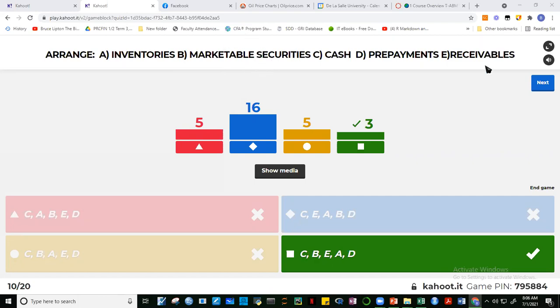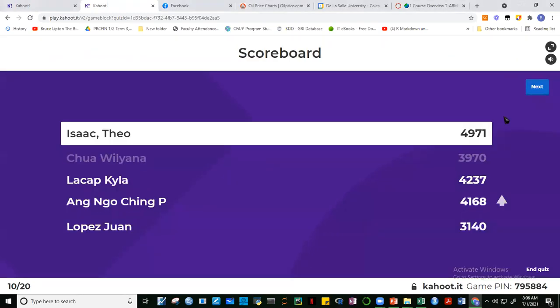And then ang susunod, receivables. No? Tapos inventories, tapos saka na yung prepayments. Okay? So the answer is cash muna, marketable securities, receivables, inventories, and then prepayments. So 16, many of you answered this. C, cash, then receivables, tapos inventories, tapos dito mali, dapat yung marketable securities pangalawa sa cash. Okay? So let's see.